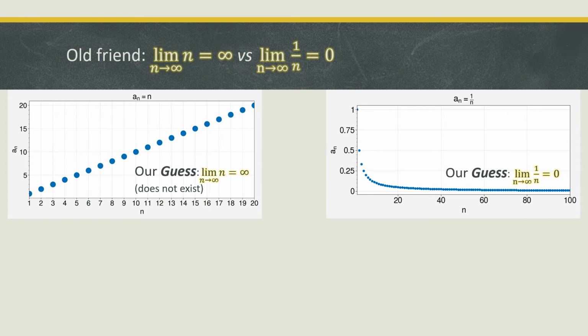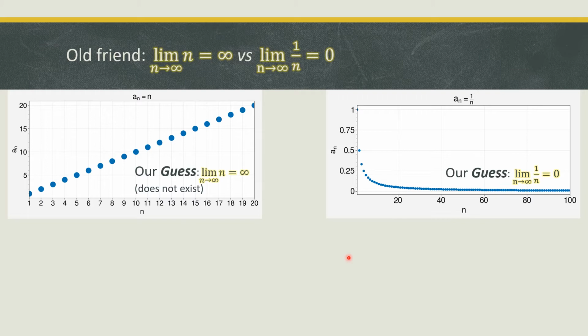Previously, we guessed the limits of these two sequences. For the sequence on the left, we said that the limit does not exist, or is infinity because n just gets larger and larger. For the sequence on the right, we said that the limit is 0, because as we increase n, the value of 1 over n seems to get closer and closer to 0. But these answers are at best just guesses. We cannot test for every possible number.